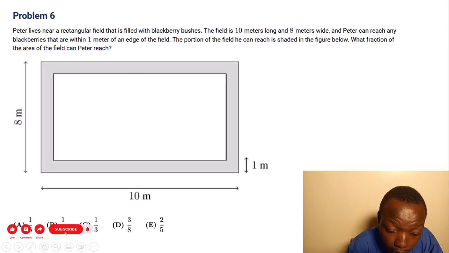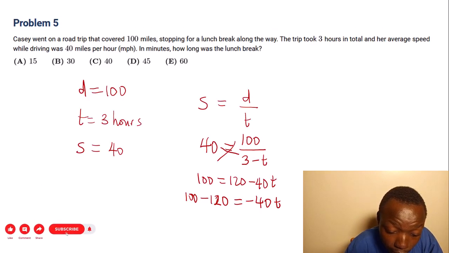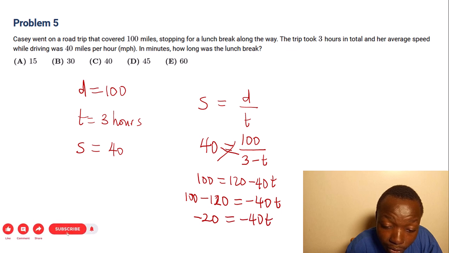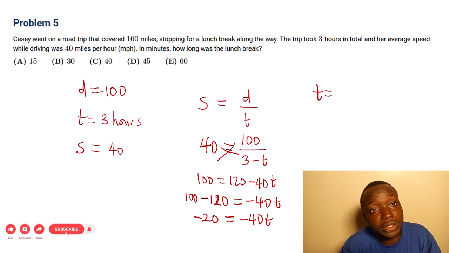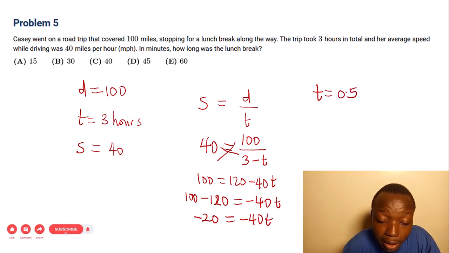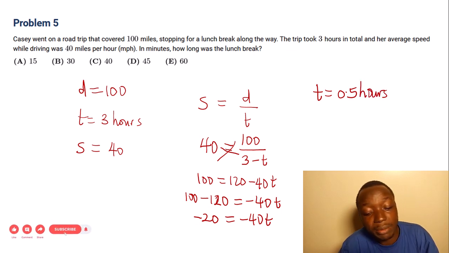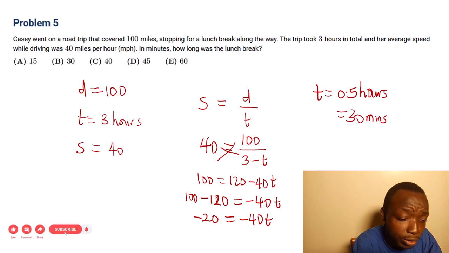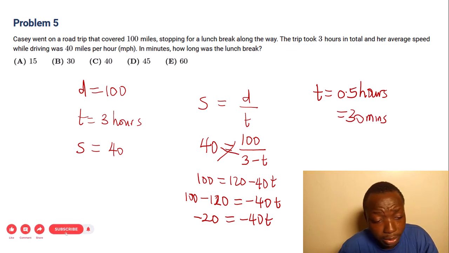So this is minus 20 is equal to minus 40t. So if you calculate this, you're going to get that t is equal to 0.5. So t is equal to 0.5 hours, which is equal to 30 minutes. So this is the time she used for her lunch break. So option B is the correct option.